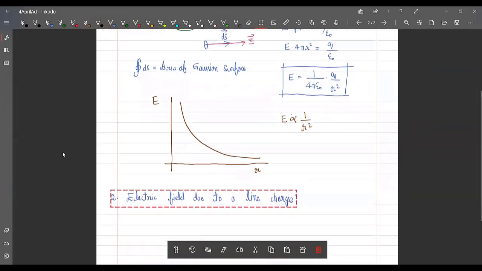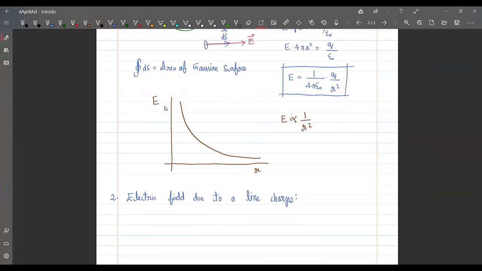Now see, electric field varies as 1 upon r square. So we can draw this graph. As the value of r increases, the value of electric field will decrease continuously.